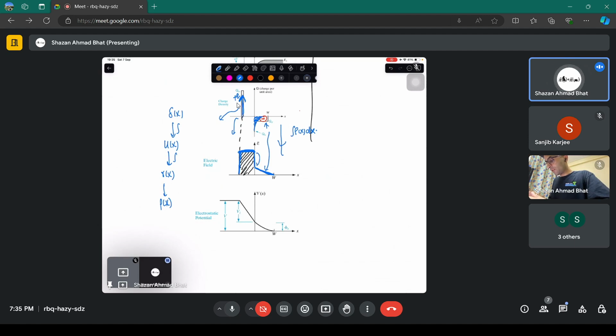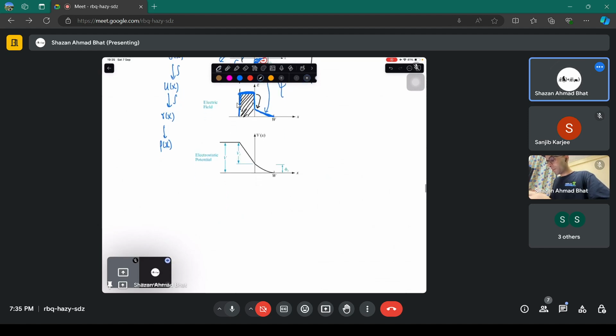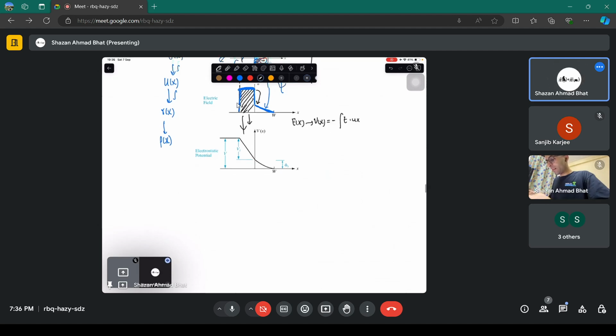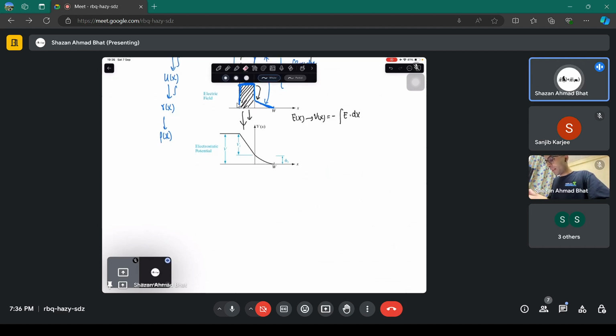That means at this region the electric field drops. That means there's a voltage drop here, and you have to go from electric field to potential. That means potential is minus integral of E dot dx. Now you have to integrate this, so if you integrate the unit step you will get a ramp, and inside the metal is an equipotential surface. The potential is constant throughout. Why? Electric field equals dV by dx.